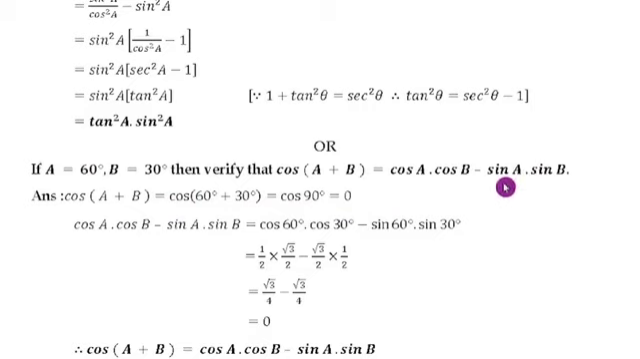So take this side, cos A into cos B minus sin A into sin B. So substitute the value: cos 60 degree into cos 30 degree minus sin 60 degree into sin 30 degree. Substitute the value: 1 by 2 into root 3 by 2 minus root 3 by 2 into 1 by 2.